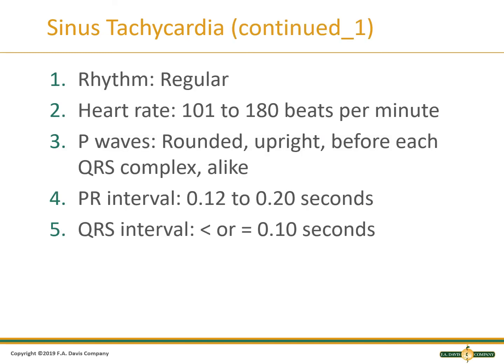So, for sinus tachycardia, rhythm is regular, heart rate is 101 to 180 beats per minute, P waves are rounded, upright before each QRS complex and alike, PR interval is equal to 0.12 to 0.20 seconds, and the QRS interval is less than or equal to 0.10 seconds.